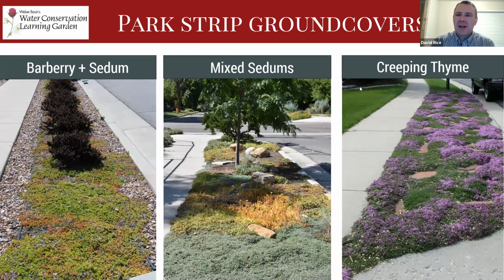Mixed sedums in the middle, creeping thyme lawns, creeping thyme park strips can look great. They're low, they can be walked on, and they flower beautifully in the spring, pretty low input. Once they're established dense like this, they're almost just like lawn as far as keeping weeds out. So creeping thyme is a good option.